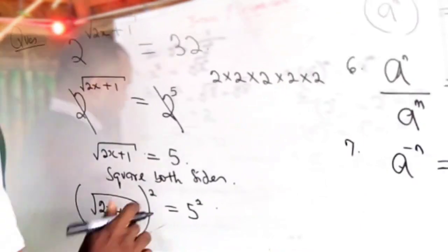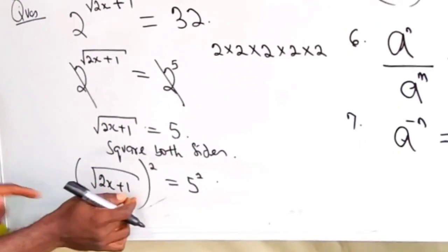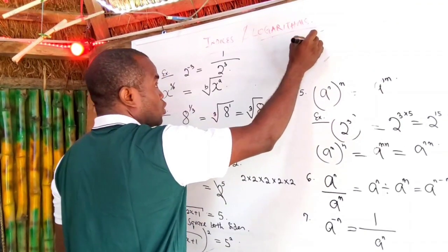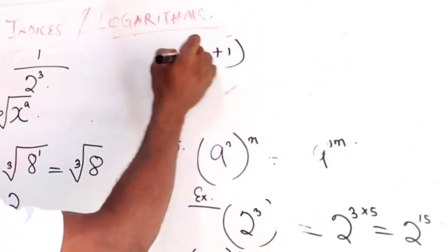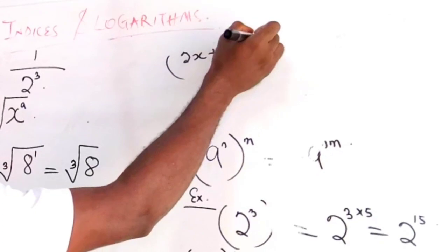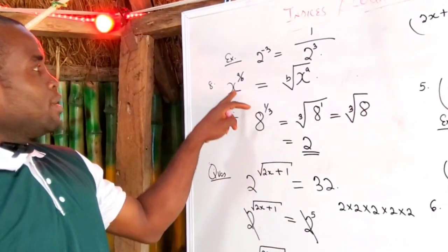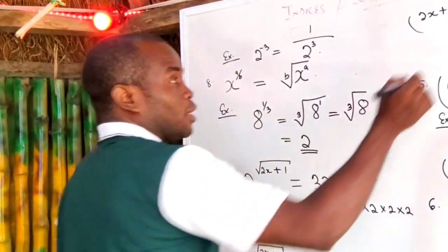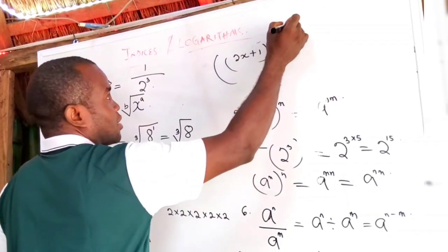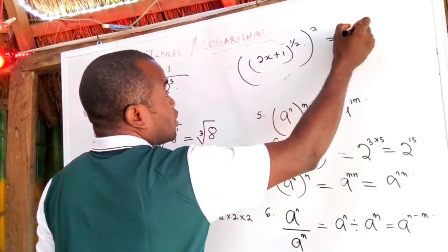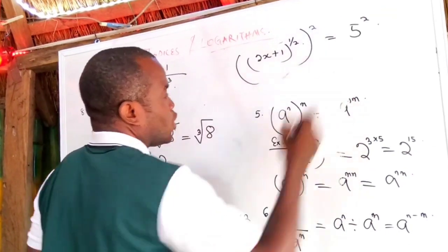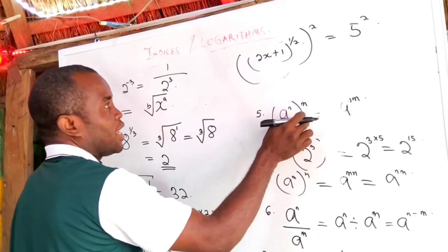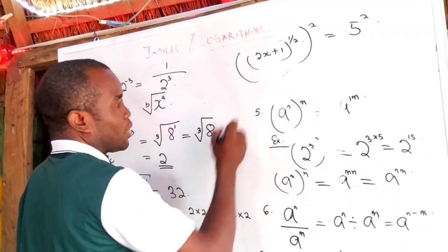If you do that, that means this square will cancel the square root, because this is the same as 2x plus 1 all over 2. You remember from this very law, law 8. So both sides, 5 raised to power 2. Now if you come to law 5 here, remember, that means the same thing.